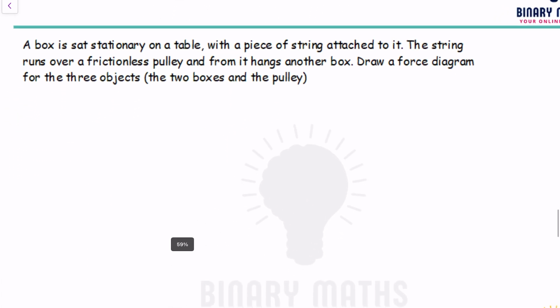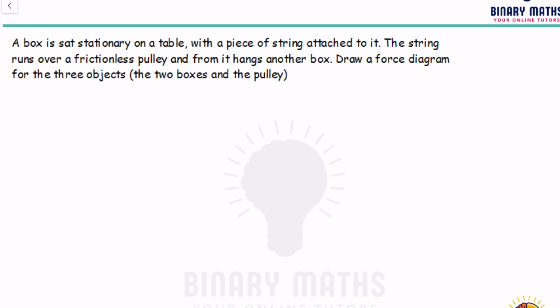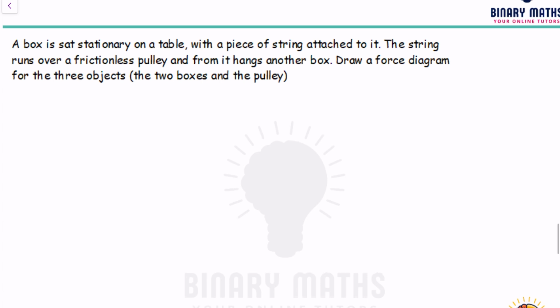Okay, a box is sat stationary on a table with a piece of string attached to it. So we've got a table with a box on it, with a piece of string on it. The string runs over a frictionless pulley, and from it hangs another box. So there's another box, something like that. Draw a force diagram for the three objects, the two boxes and the pulley.